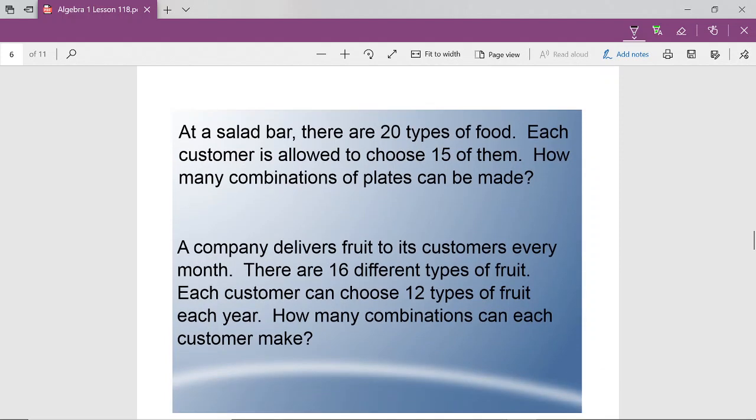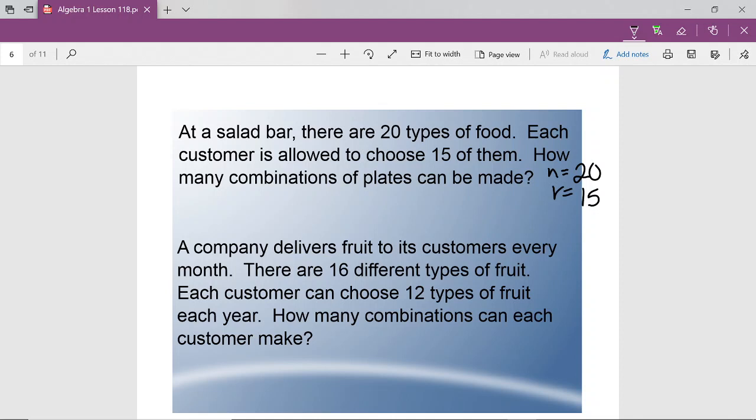All right, a few more here. At a salad bar, there are 20 types of food. Each customer is allowed to choose 15 of them. How many combinations of the plates can be made? Well, there are 20 different types of food, and we are choosing 15 of them. It doesn't matter if we put the cheese on top and then the carrots. It doesn't matter the order. We can put carrots and then cheese. It doesn't matter at the salad bar what you choose first, so it's a combination.